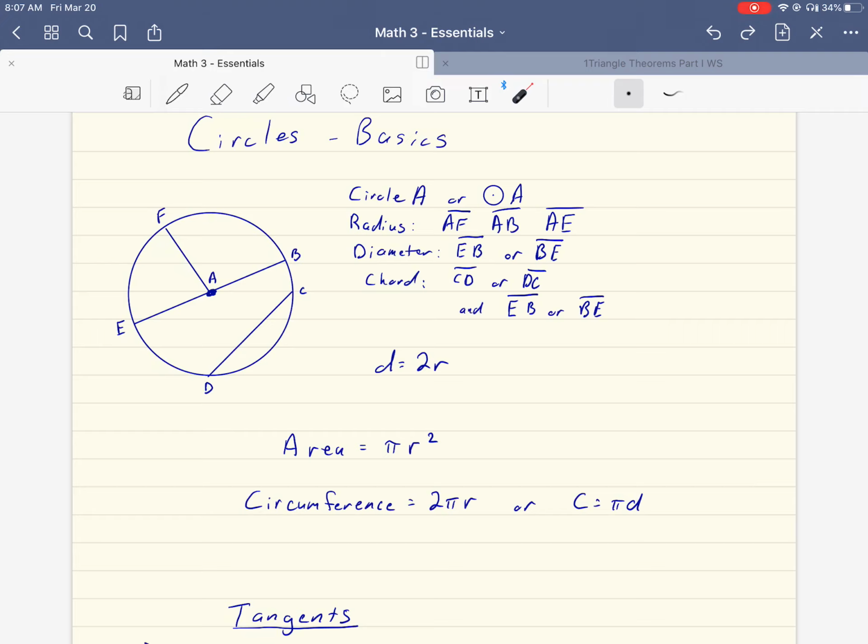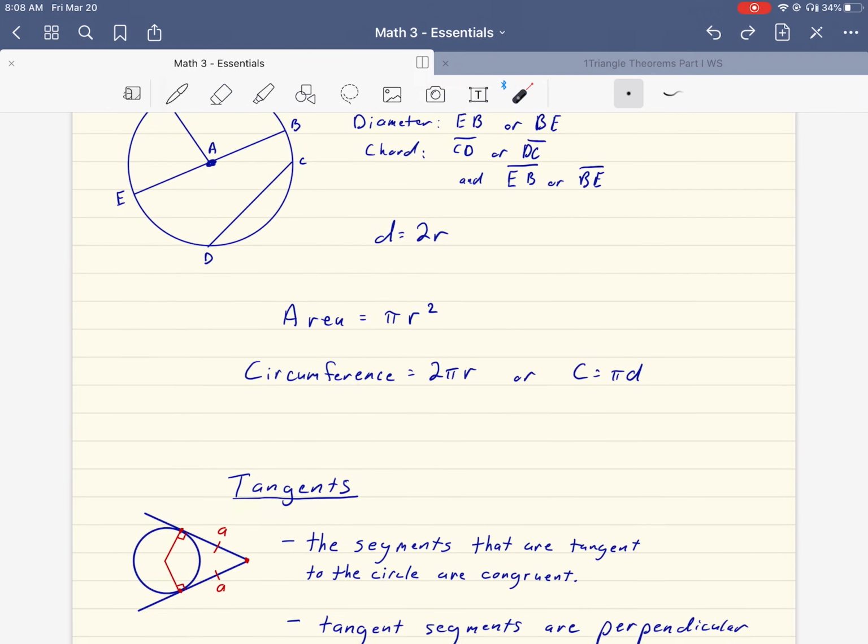And then circumference, we have 2 formulas. We can either use 2 pi r or pi d. I tend to use 2 pi r just because that's what I'm more familiar with and more comfortable with, but either works. Okay.